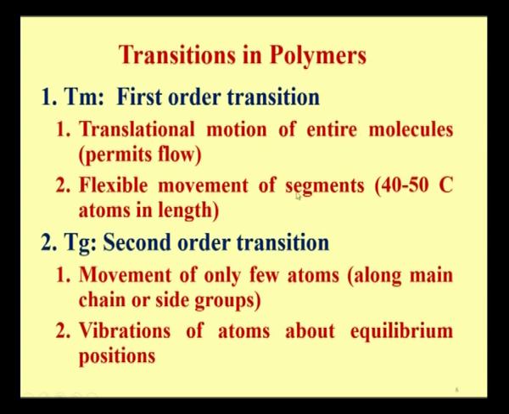A certain portion of the polymer segments can be subjected to flexible movement, for example, some 30 to 50 carbon atoms in length, which are present mostly in the main chain, which allows a polymer to have a little better flexible movement of the polymer chain. These two types of transitions can be accommodated as the first order transition, which is represented by what is called the melting point or Tm temperature.